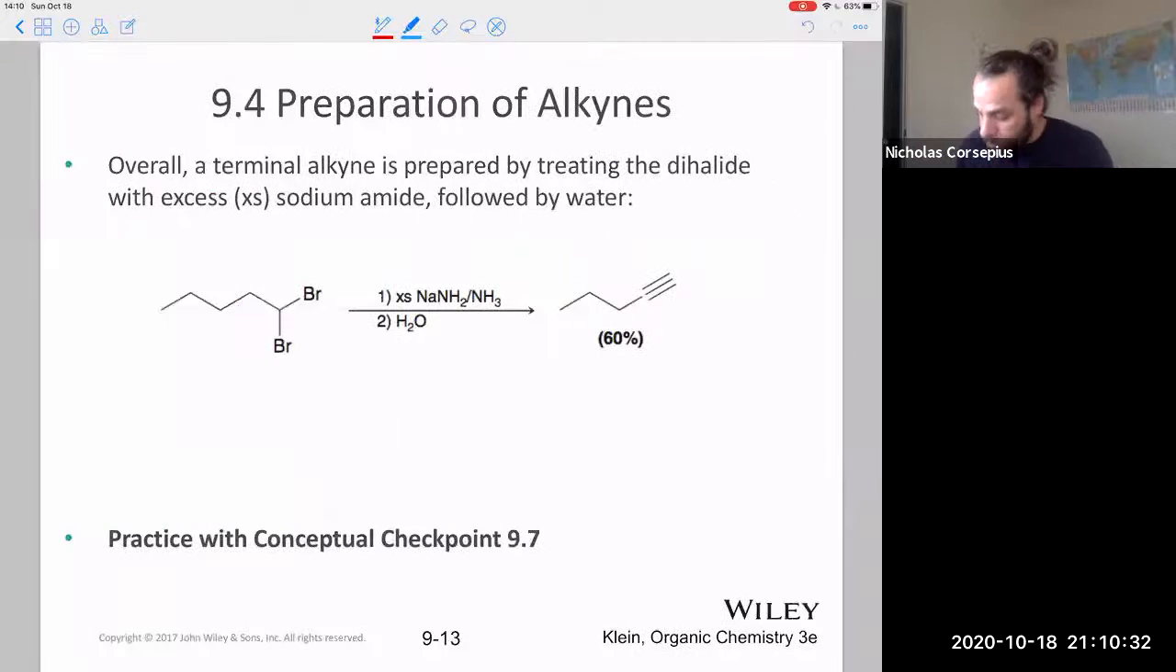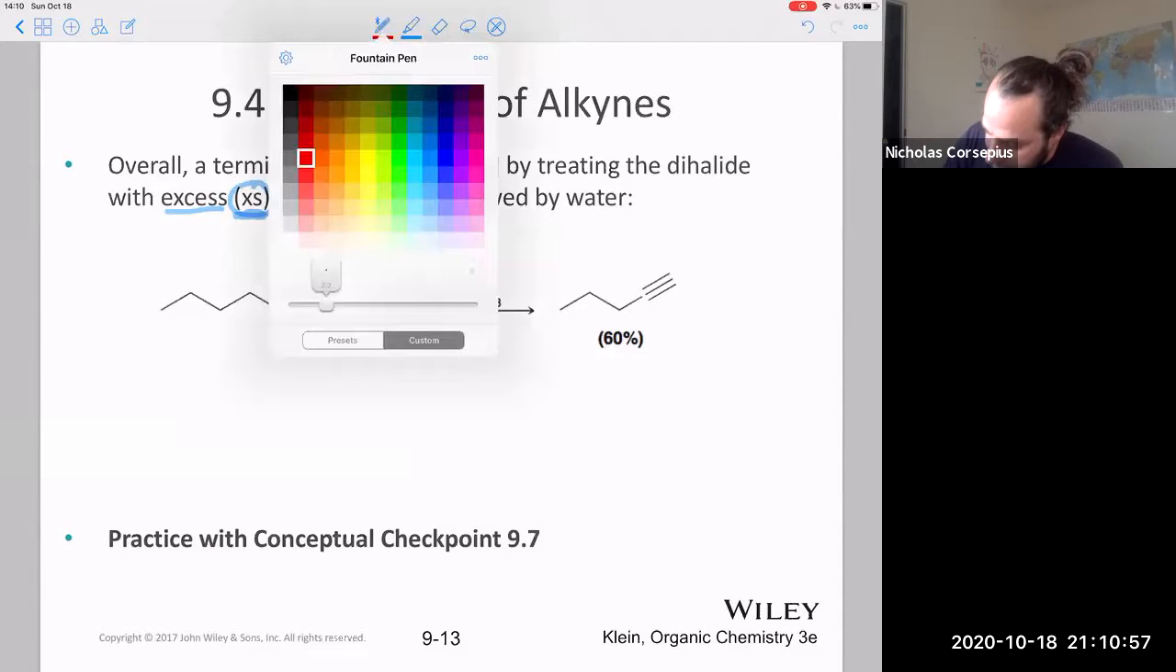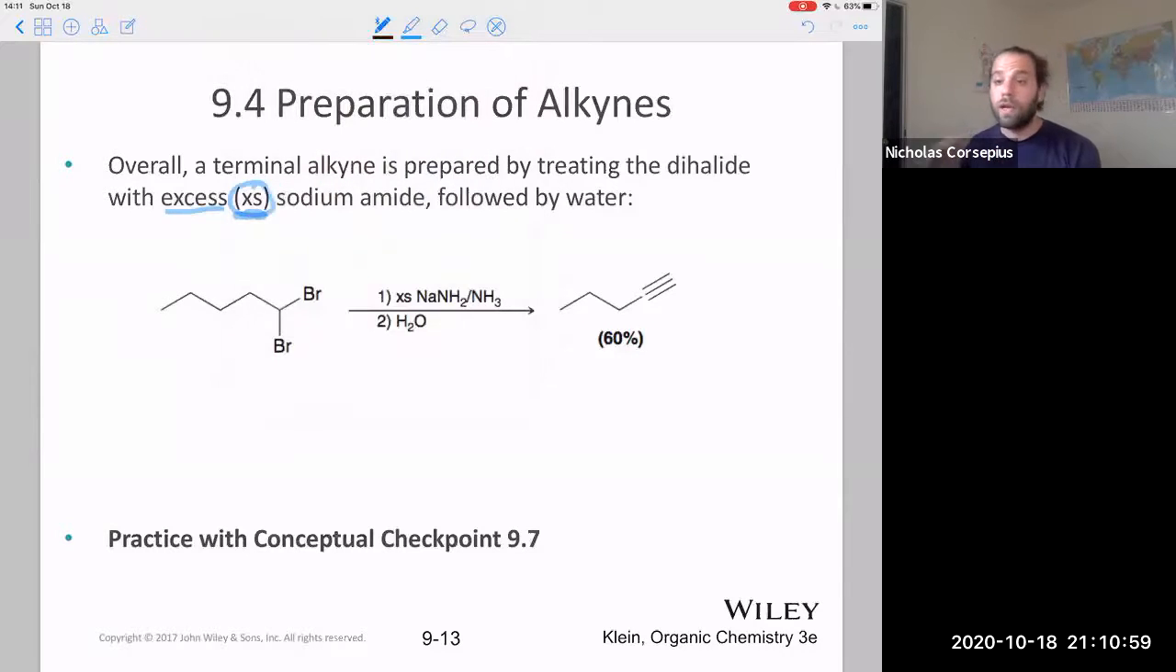Okay, so let me show you one common base that's used. You're going to see this one a lot, and by the end of this chapter we'll see why this one's so popular. If we use an excess, and notice that excess is abbreviated with an X and an S, clever, of sodium amide. Amide, and again, this is going to be a very popular base. It's an incredibly strong base, very popular in this chapter. Amide, or rather an amide ion, is that ion right there.